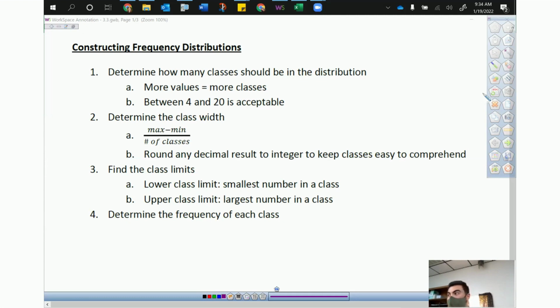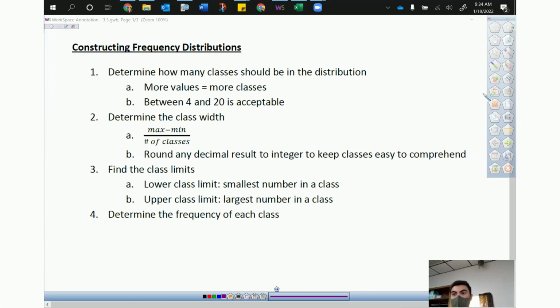But be aware when you do that, sometimes you're going to get decimal results, which, obviously, this is math. Sometimes it's messy, and you're just going to round that up to the nearest integer to make it easy to comprehend. Be aware when you're rounding it, you want to round it up to make sure that we include everything.